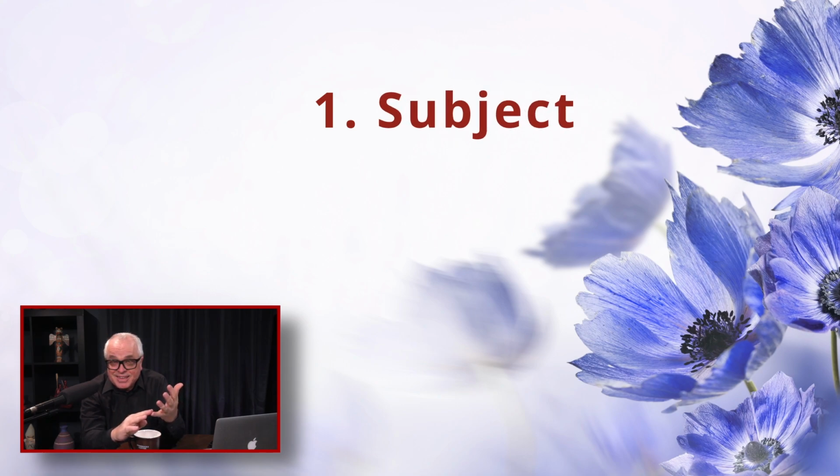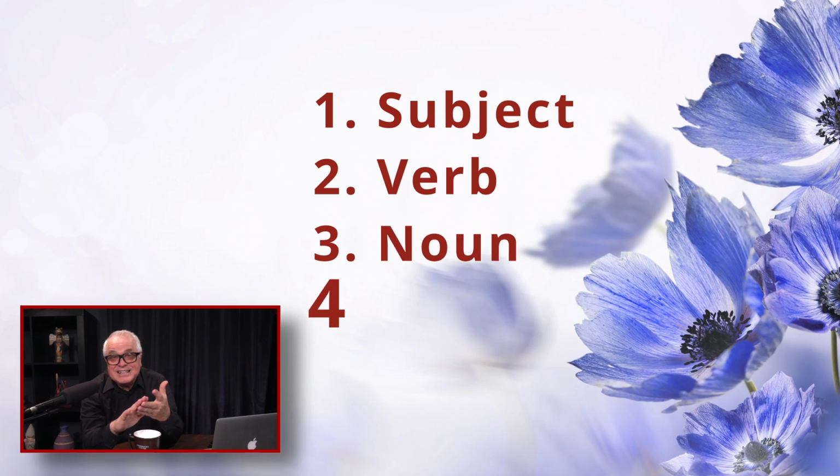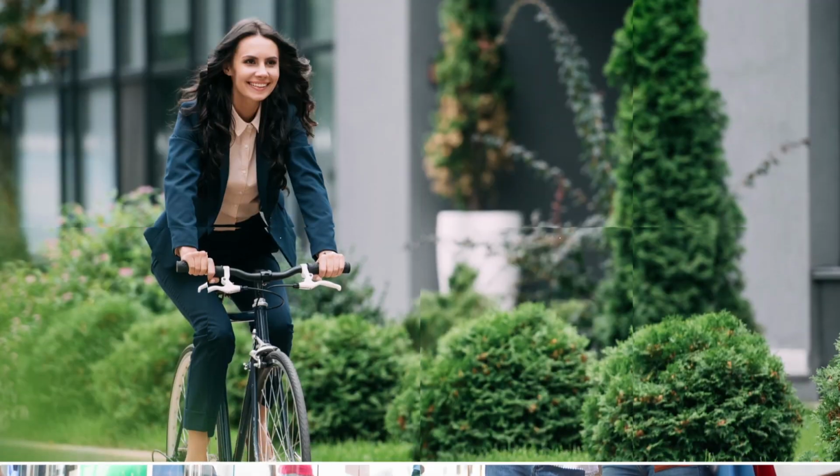Today, we are starting a series on English grammar. In our first lesson, we are going to start with the basics. We're going to learn about the four main items that are found in the simple English sentence. We're going to learn about the subject, the verb, the noun, and the object. What do these four things mean? Let's find out.